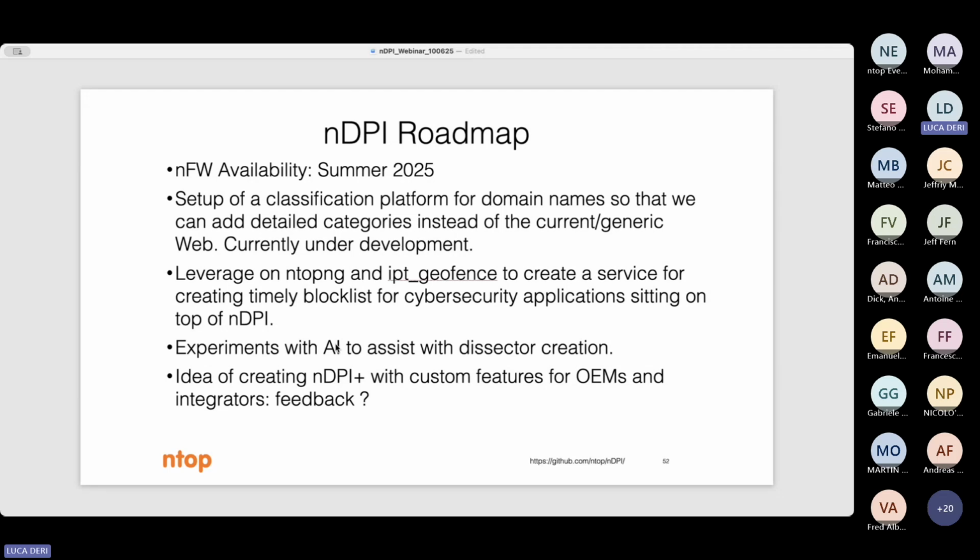And then at the end, I want to say that for a long time, we had in mind to create something that we call internally nDPI plans. So, let's say an extended version of nDPI with custom features for OEMs and for system integrators. We are unsure whether this makes sense or not, so having feedback would be great.